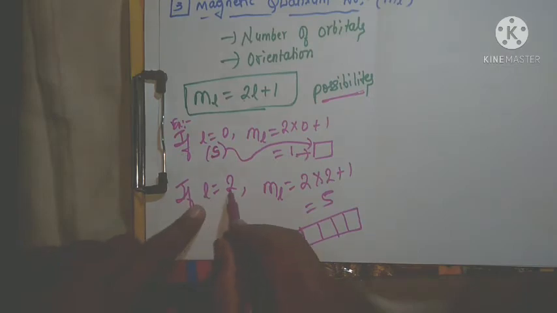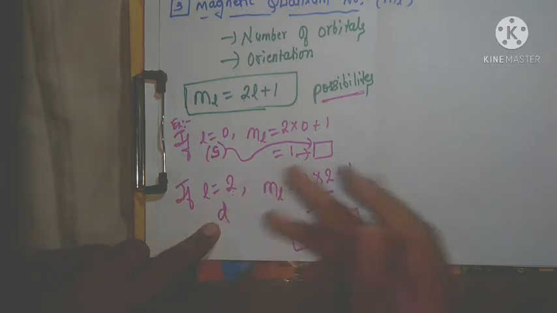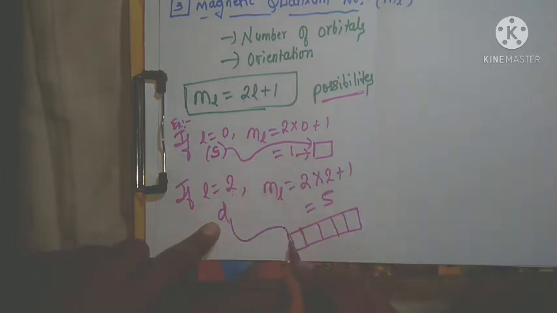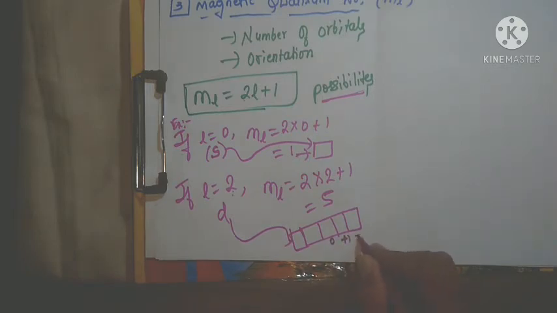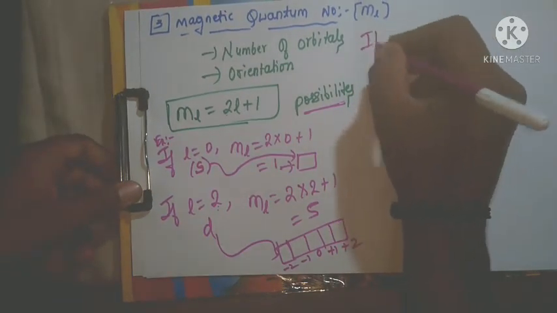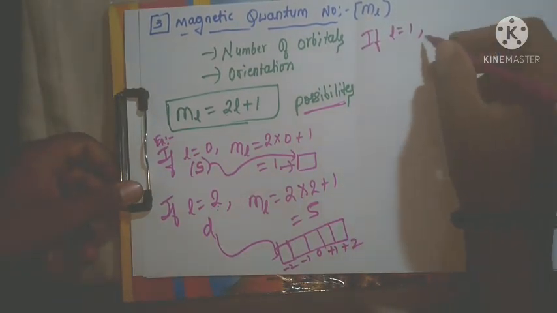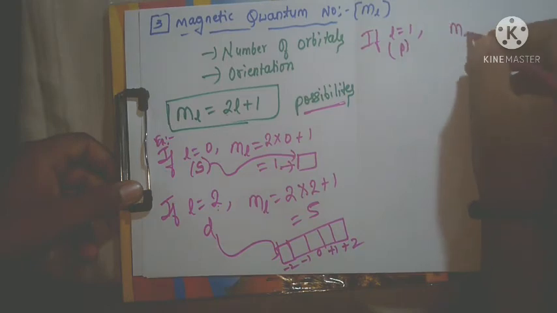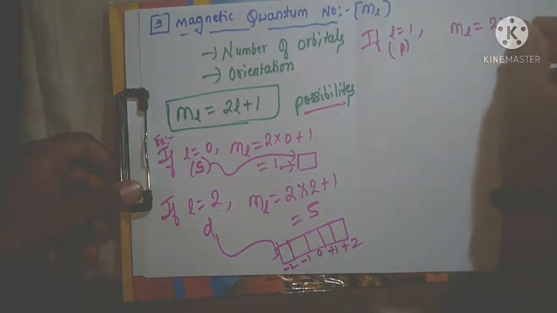l is equal to 2 means it is d subshell, right? I'm not taking 1. Here 2 means d subshell. d subshell having how many orbitals? 5. What are those? Here it is 0, plus 1, plus 2, minus 1, minus 2. We have discussed dxy, dyz, dzx, dx square minus y square, dz square, etc. If l is equal to 1, which subshell is it? p subshell. Right? Put ml is equal to 2 into 1 plus 1.